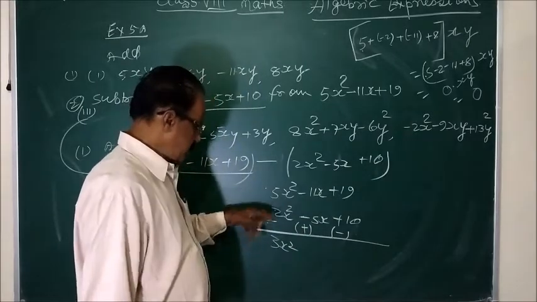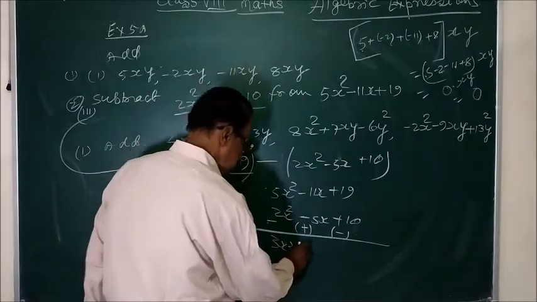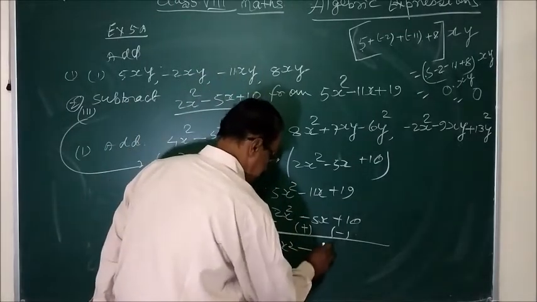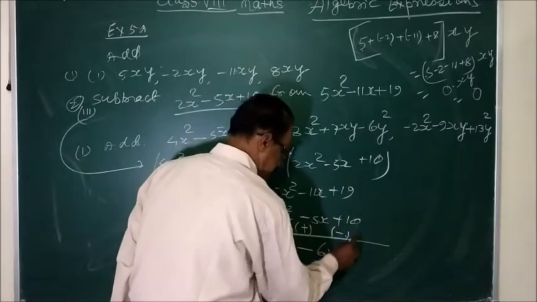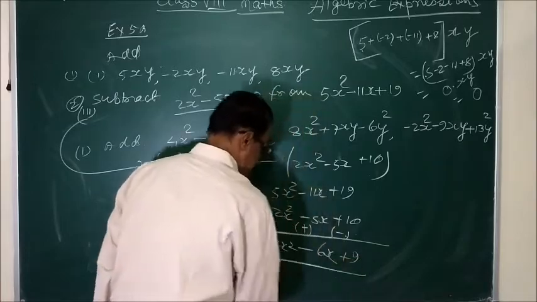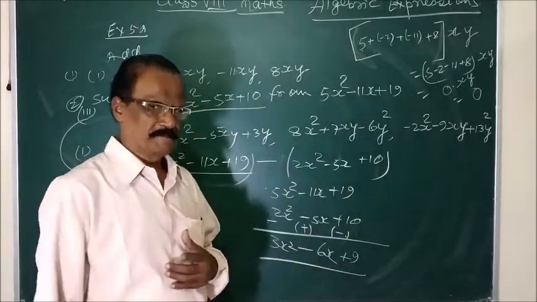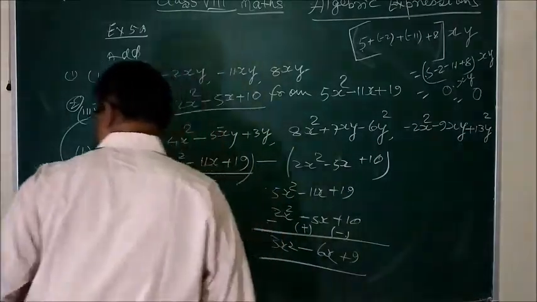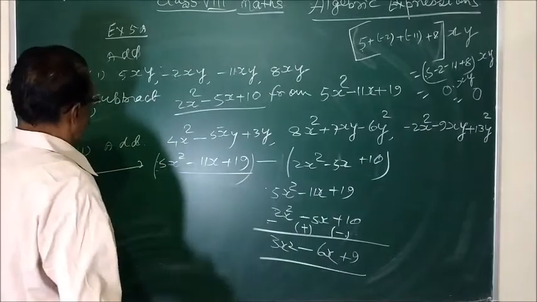So plus 5 minus 2, 3x squared, minus 11 plus 5, minus 6x. And plus minus minus, 19 minus 10, 9. So this is another method, that is called the column method. So this is the sum, or this is the difference.